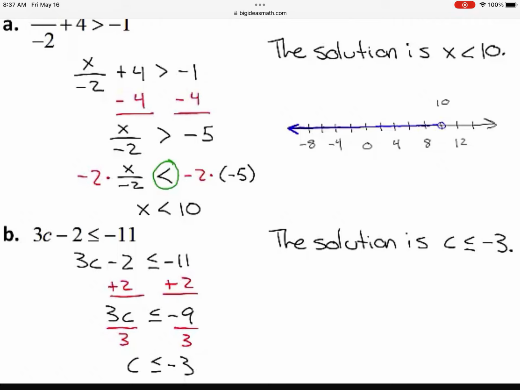Next, graph the solution on a number line. Because negative 3 is a solution, use a closed circle at negative 3. Because c is less than or equal to negative 3, shade the line to the left of negative 3.